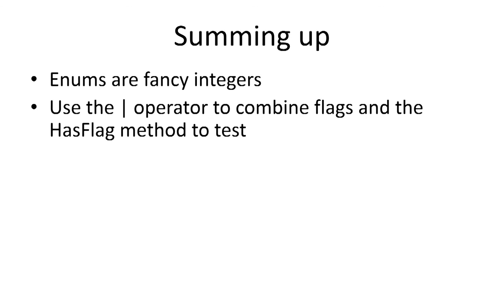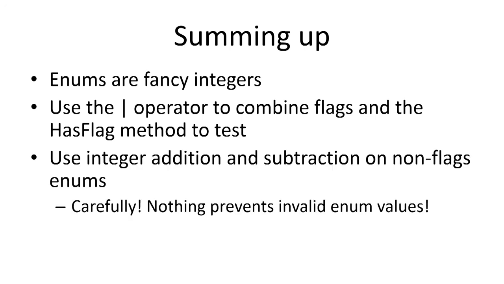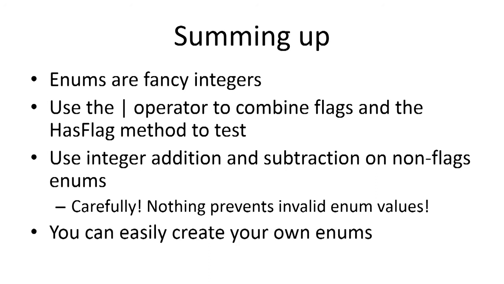All right, summing up, enums are just fancy integers. They are integers that have names. You can combine them together using the OR operator, the pipe operator, if they are flags. And you can use the HasFlag method to test if a particular flag is on or off. You can use integer addition and subtraction on non-flags enums, but you've got to be super careful because nothing prevents an invalid enum value. And you can very easily create your own enums. The syntax is totally straightforward. Just enum, the name, and then a list of values inside curly braces.